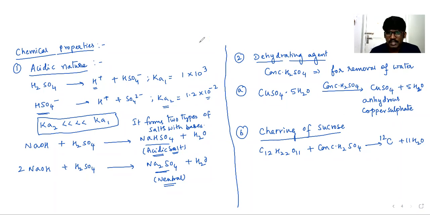People might misconceive it as the C-12 isotope, but it's not; it is just carbon. This is called carbon black. A black-colored deposit will be formed. If you take a teaspoon of sugar on a spatula and add concentrated H2SO4, after some time it becomes black because the entire water molecules are absorbed from the sucrose. Then it forms carbon black.